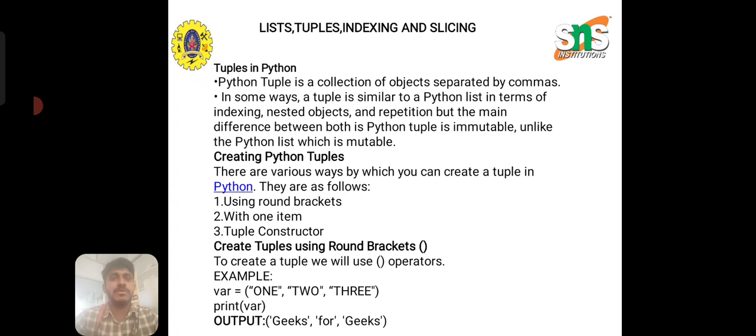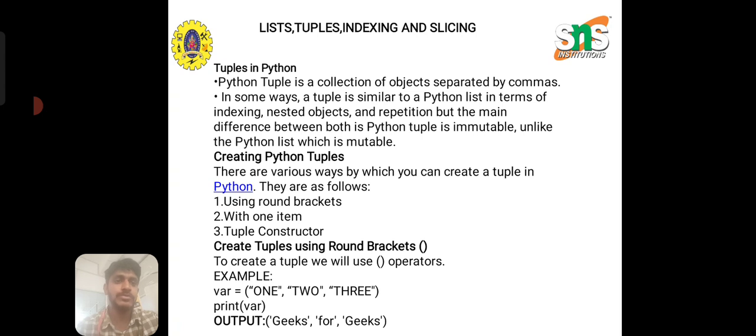First, what is meant by tuples in Python. A Python tuple is a collection of objects separated by commas. For example, in terms of indexing and nested objects, they use round brackets. Let's see creating Python tuples. First we see how a tuple is created with the help of round brackets, that means open and close brackets, followed by examples using round brackets with one item and the tuple constructor. Create tuples using round brackets.